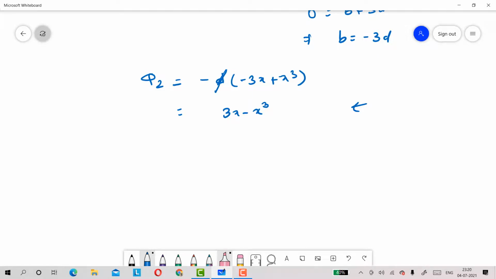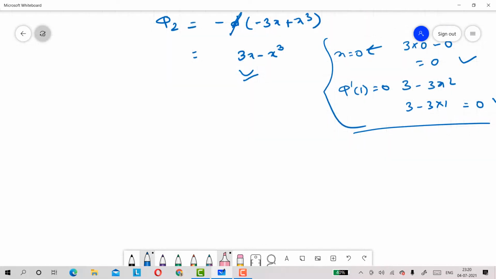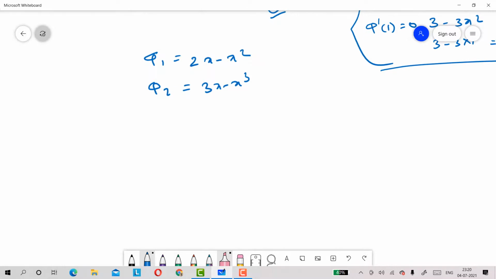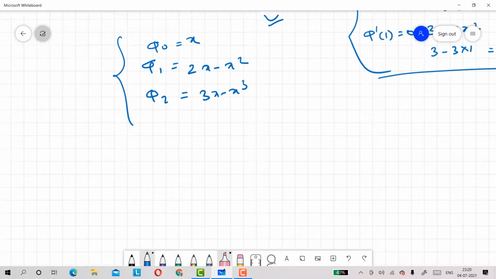So we will get 3 into 0 minus 0 equals 0, so it satisfies, and its differentiation will be 3 minus 3x squared. So if we put x equals 1, it will again equal 0, so it will also satisfy. At x equals 0 it satisfies, and its differentiation at 1 equals 0, so both satisfy. So this function is okay, we can choose it. So phi 1 is 2x minus x square and phi 2 equals 3x minus x cube. And phi naught we already calculated equals x. So we got our weighted function.